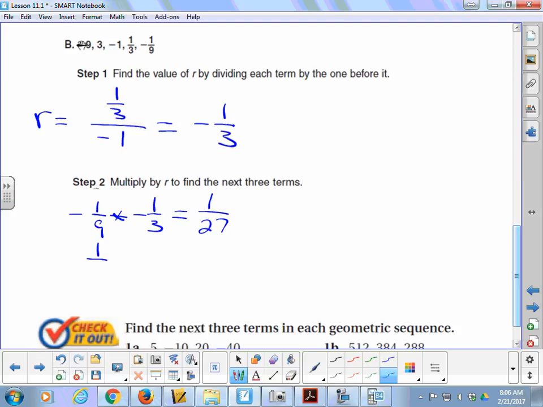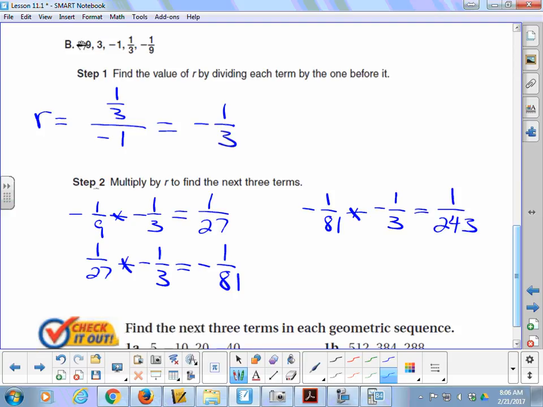So 1/27 times -1/3 is -1/81, and -1/81 times -1/3 is positive 1/243. Right. So the one big thing with fractions, a lot of times all you need to do is worry about just multiplying them correctly.